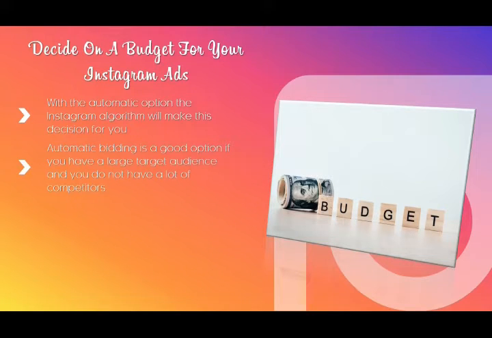Automatic bidding is a good option if you have a large target audience and you do not have a lot of competitors. For smaller audiences and high competition, then we recommend the manual option for bids. This will stop you bidding too high as well.